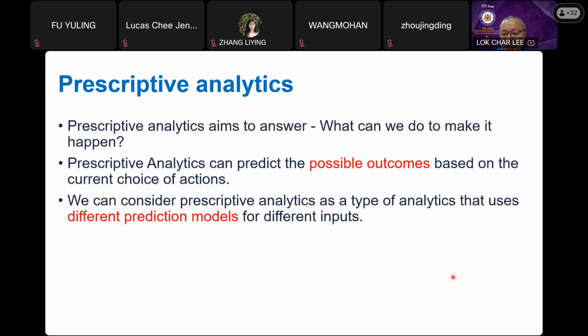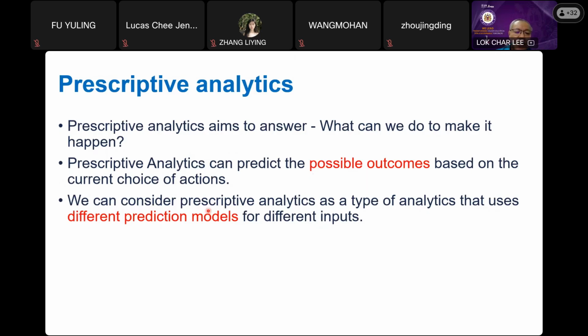Here prescriptive analytics aims to answer: what can we do to make it happen? Of course there are many courses of action that the accountants and management can do, and prescriptive analytics can predict the possible outcome based on the current choice of actions. So if you choose to lower your price, what might be the results in the coming year? There are a lot of choices that the company can make.